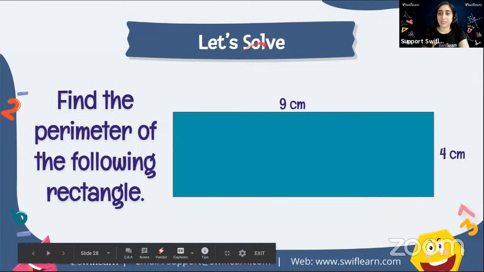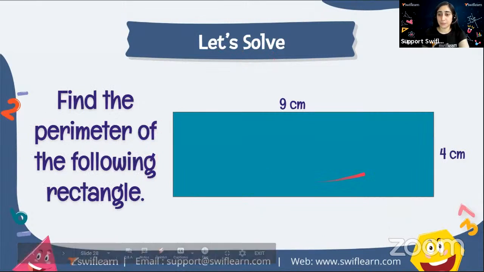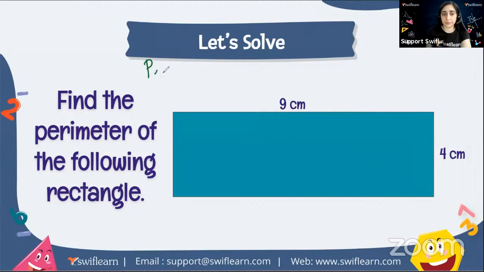It says, let's solve this figure. We know this is a rectangle now. So find the perimeter of the following rectangular figure. How do we calculate it? The perimeter of a rectangular figure is calculated by 2 into length plus breadth. This is a formula that we have studied.